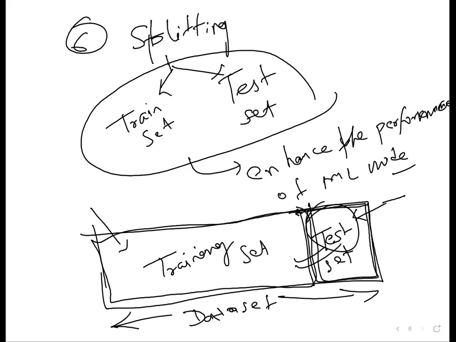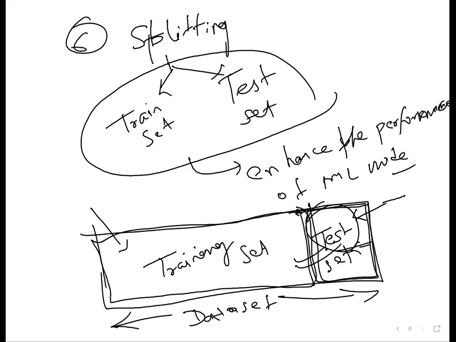So we can say a training set is a subset of the data set used to train the machine learning model, and a test set is a subset of the data set used to test the machine learning model. In a later video we will also talk about how to split the data set using some code.